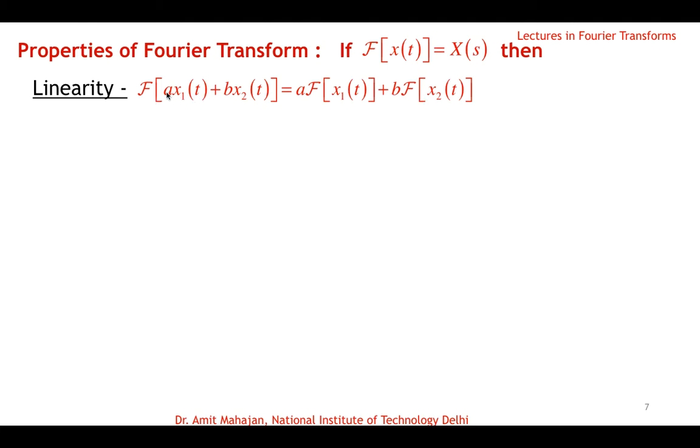So the Fourier transform of a times x1 plus b times x2 is equal to a times the Fourier transform of x1 plus b times the Fourier transform of x2. So that's linearity. The second property is scaling, or change of scale: if the Fourier transform of x(t) is X(s), then if we change the scale of t to at, the Fourier transform of x(at) is 1 by modulus a times X(s by a). So that's the second property.